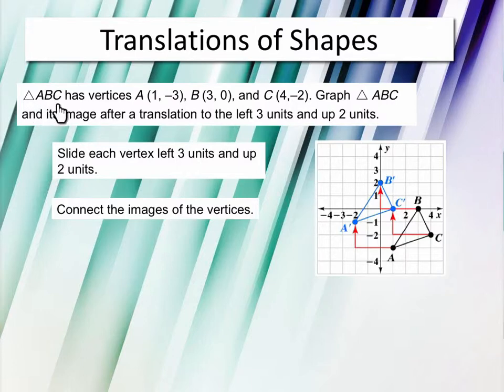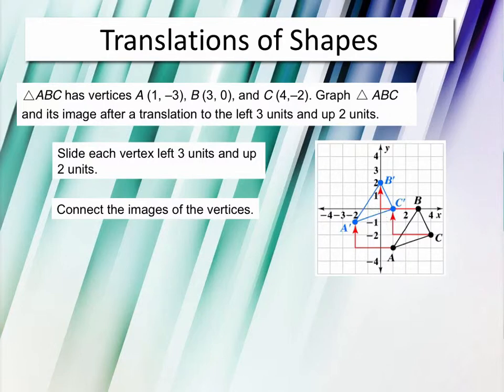So this shape ABC has vertices A at (1, negative 3), B at (3, 0), and C at (4, negative 2). And we have practiced over the last 2 days how to plot just a simple point. So let's graph this triangle ABC and its image after translation to the left 3 units and up 2 units. So originally we have this shape ABC, which is a triangle. And we're going to translate it by sliding it to the left 3 units and then up 2 units and connect the image of the new vertices, and this is our new image. So this is the pre-image, here's our image.